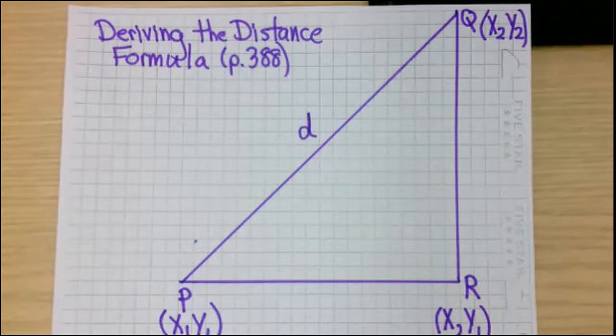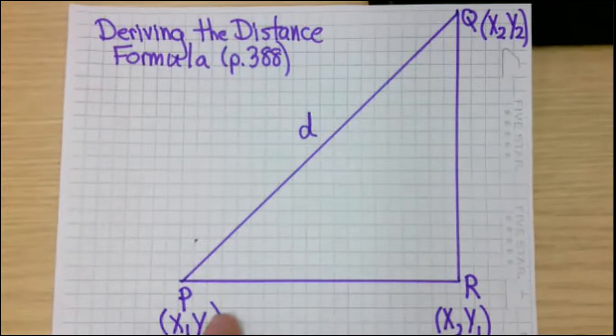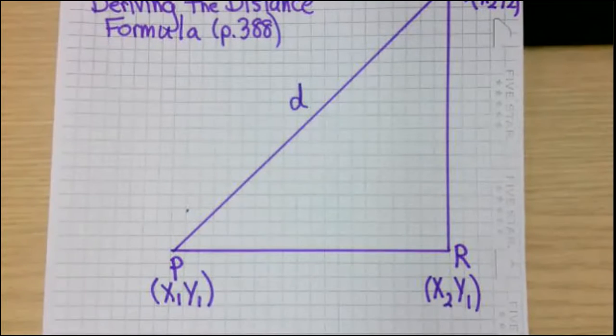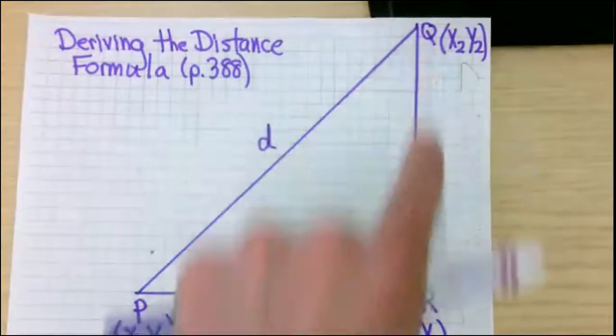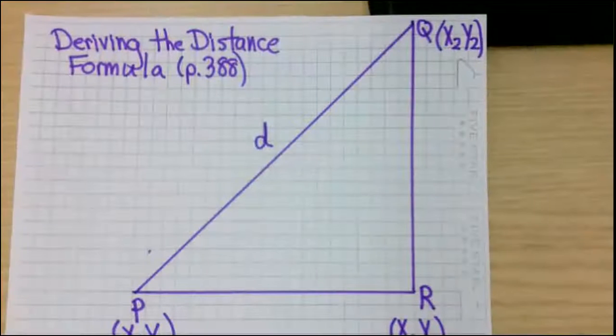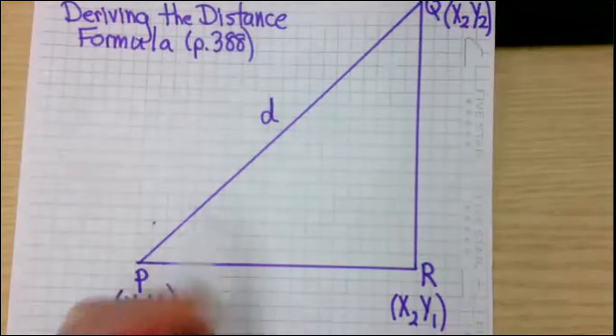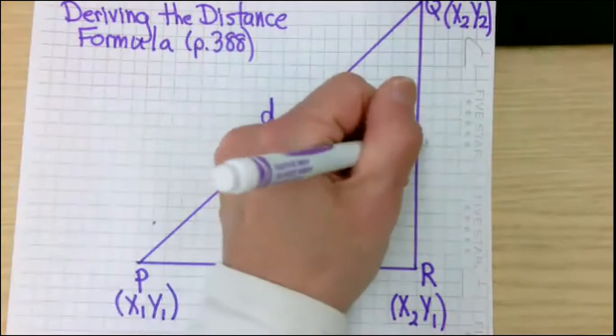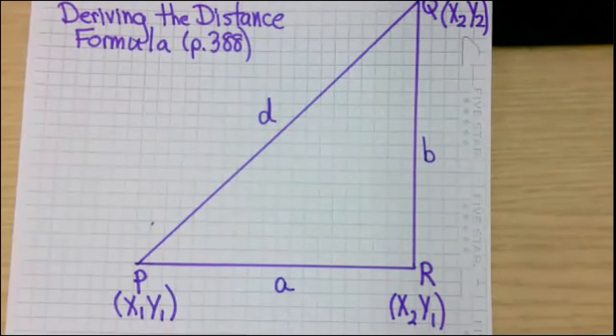And then it says to draw horizontal segment PR, which I did already. And vertical segment QR. I drew that line already. Label the lengths of these segments A and B. I wonder why we would be doing that. So let's call this A. Let's call this B. Starting to look familiar, isn't it? Label the lengths of the triangle.